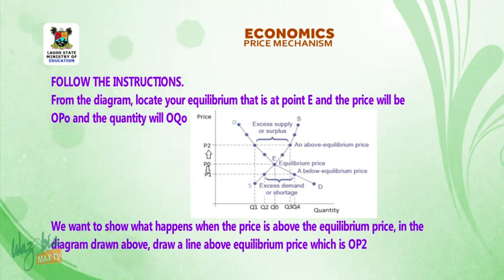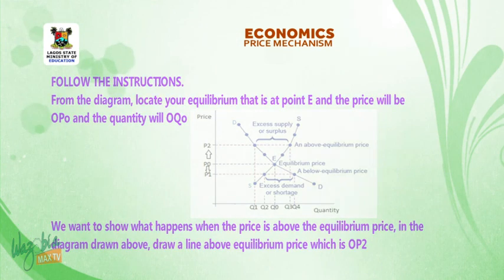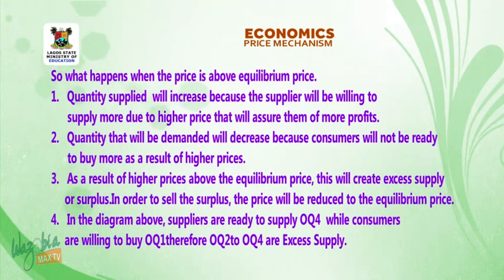And the price will be OP0 and the quantity will be OQ0. We want to show what happens when price is above equilibrium price. In the diagram drawn above, draw a line above the equilibrium price, which is OP2. So, what happens when price is above the equilibrium price?